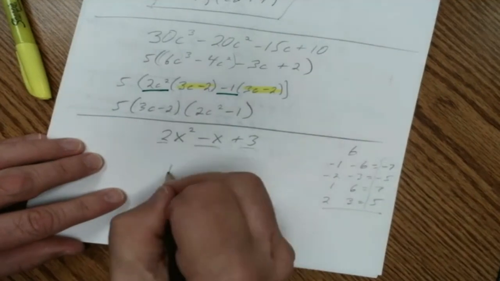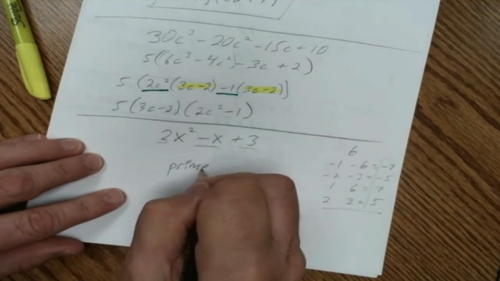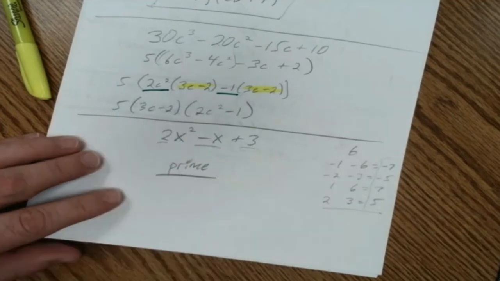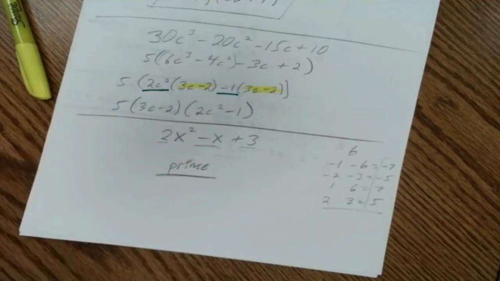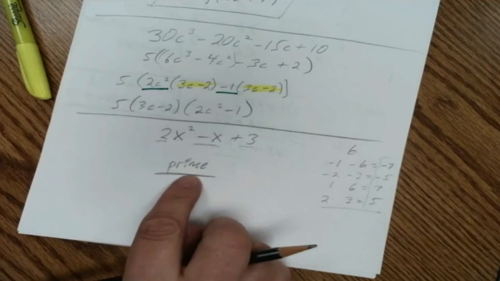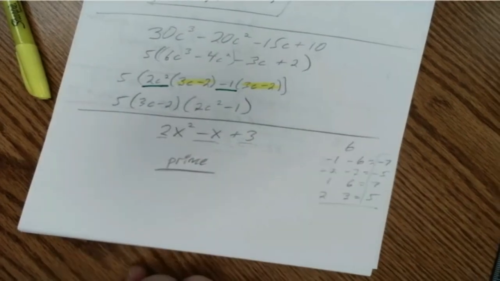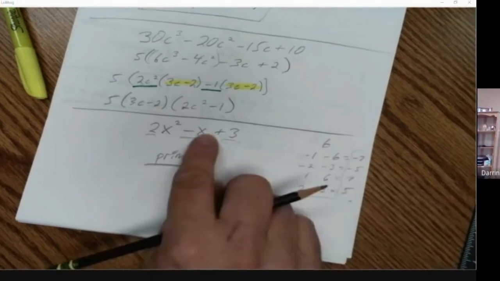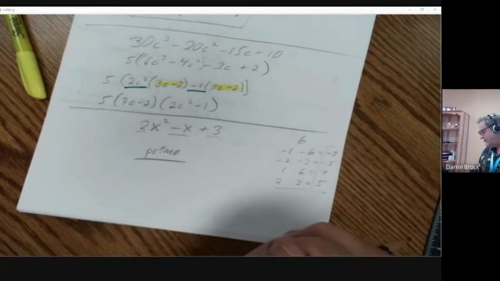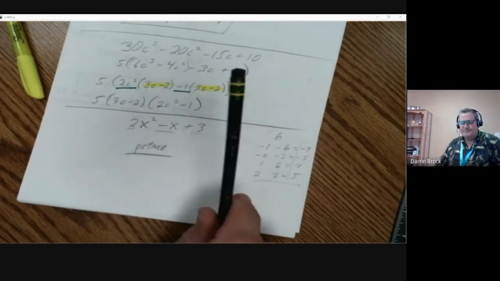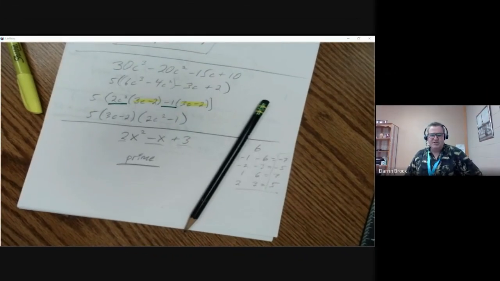So that means this is prime, and there are no factors of that. This cannot be factored. It's a prime polynomial. It's as small as it gets. So if we can't find a number that we could break this apart and add up to that, then this is a prime polynomial. I wanted to do one of those just to show you what happens when you can't factor, because not all polynomials are factorable. Some of them are as small as they get, already down to the smallest factor.